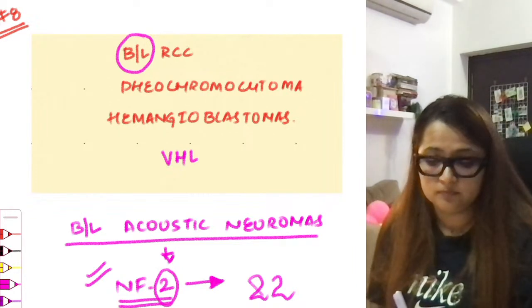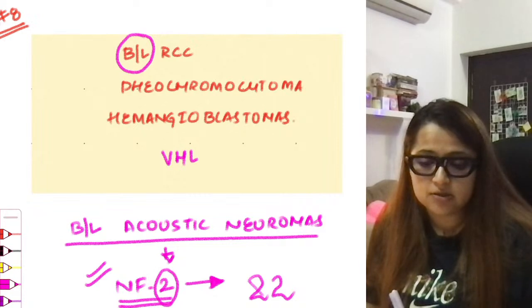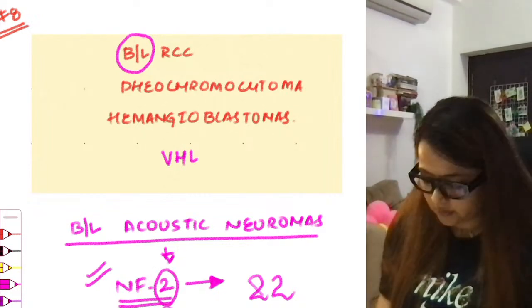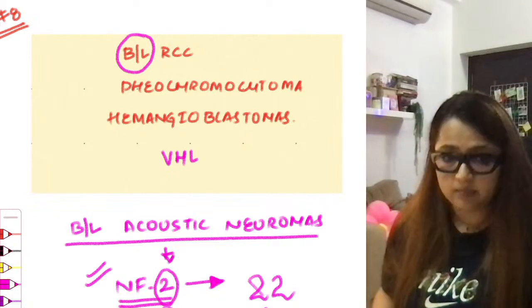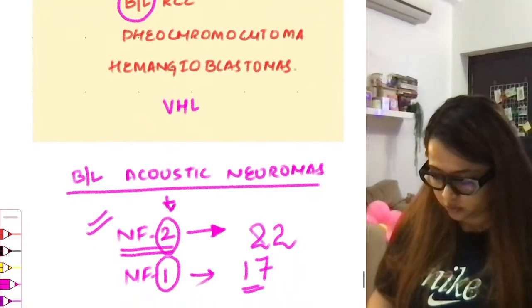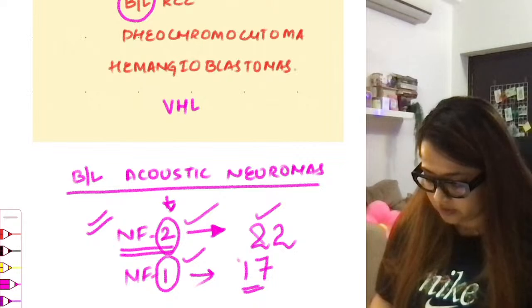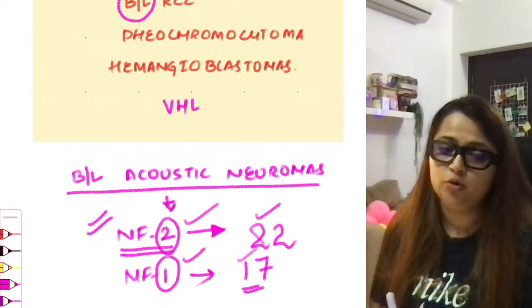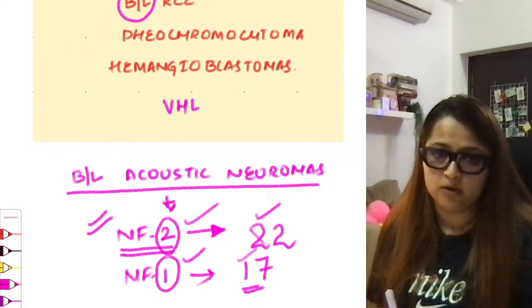Similarly, if I ask you which chromosome is associated with NF1, neurofibromatosis type 1? The answer is that it again starts with 1: 17. Yes, Sai, you gave the right answer. So an easy way to remember is NF2 ends with 2, so the chromosome will start with 2. NF1 ends with 1, so the chromosome will start with 1, that is 17. Okay? In which condition would you see cafe au lait spots and multiple neurofibromas throughout the body?